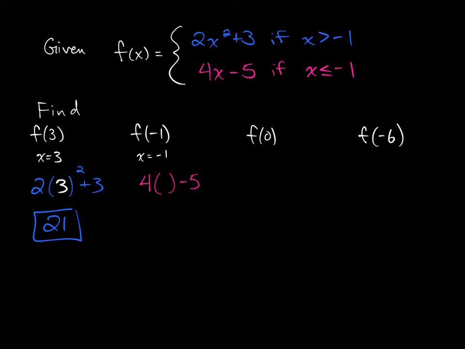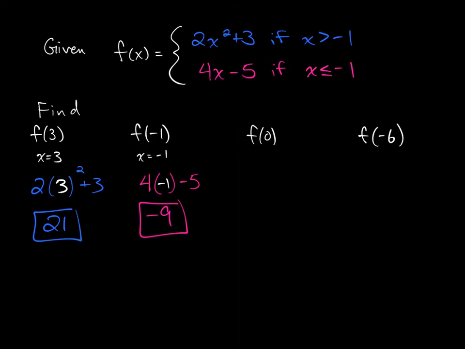But again, we don't have x, we have negative 1 for our input. So that means we will leave it as negative 1. And 4 times negative 1 is negative 4. Negative 4 minus 5 more is negative 9. And like I mentioned already, we can use the same process for these other two here.